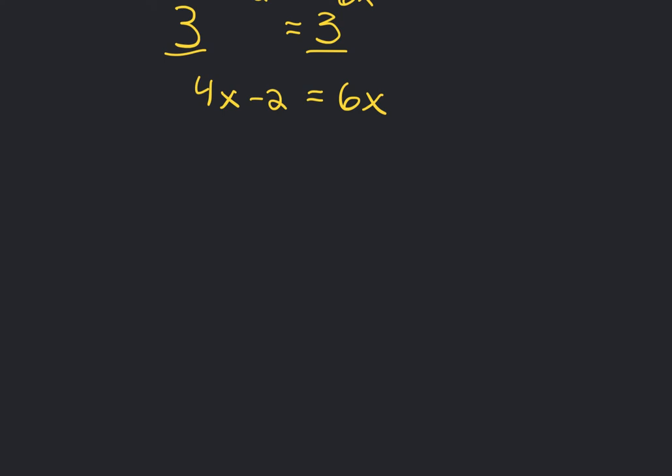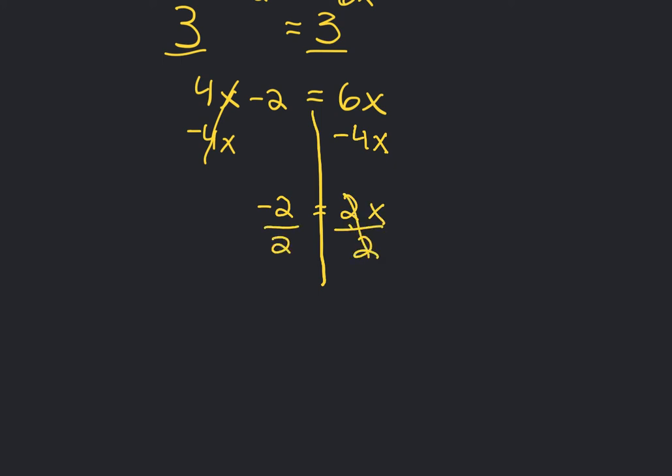All right, so we have x's on both sides, so I need to get them onto one side. So I will subtract 4x here and here. So I have negative 2 equals 2x. And now divide by 2, divide by 2. So x equals negative 1.